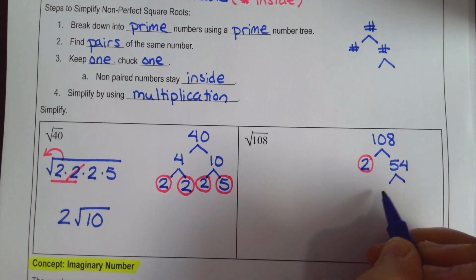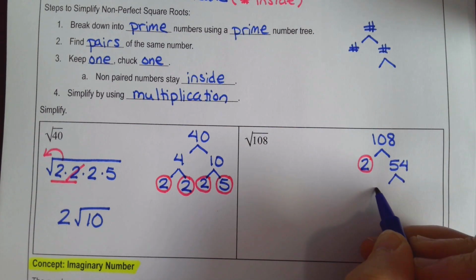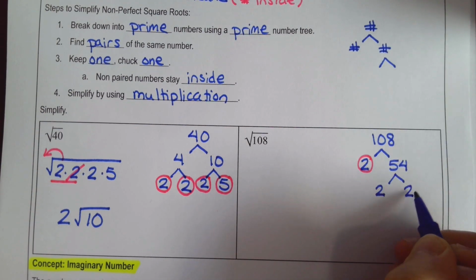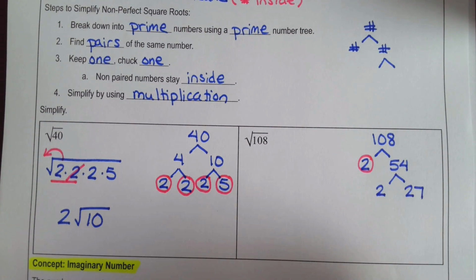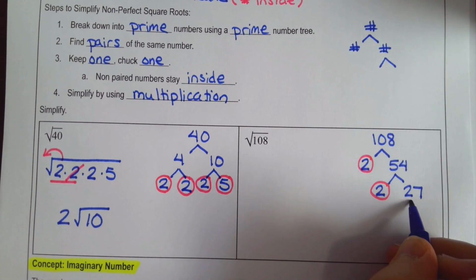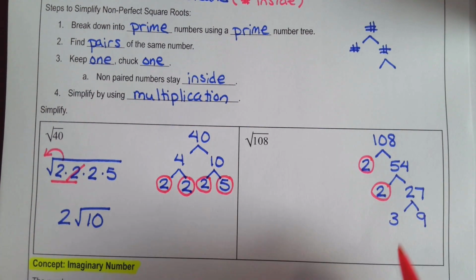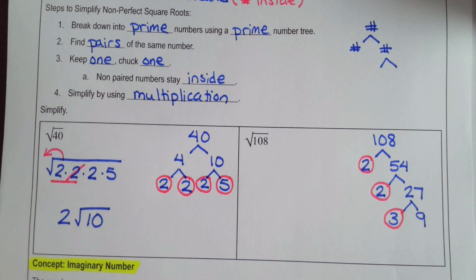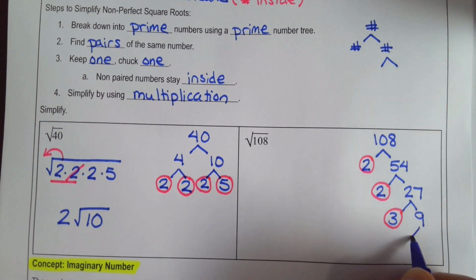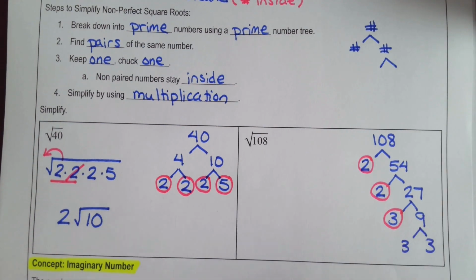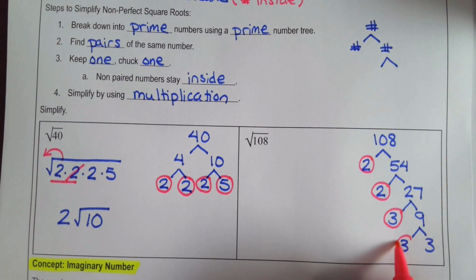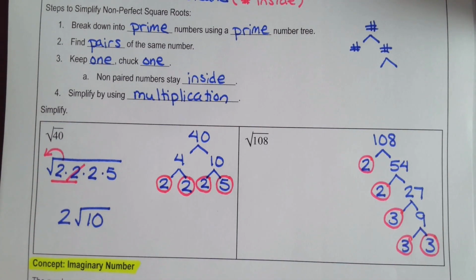So 54 can be broken down, again, when in doubt, take out a 2, and we're left with 27. We circle 2. 27 can now be broken down to 3 and 9. 3 is a prime, so we circle it. And 9 can be broken down to 3 and 3. And we circle both of them.